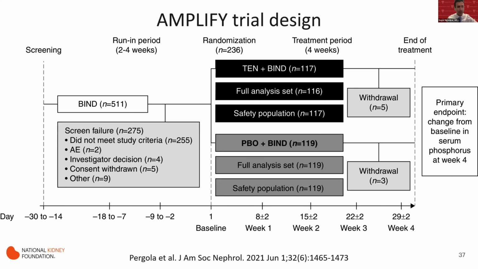Subsequent to determining the eligibility, the patients are randomized into different groups. Either they get tenapanor with phosphate binder, or they get placebo with phosphate binder. And they recruited around 120 patients in both of these groups. The primary endpoint that was studied is the change from baseline in serum phosphorus at week 4. So next slide.